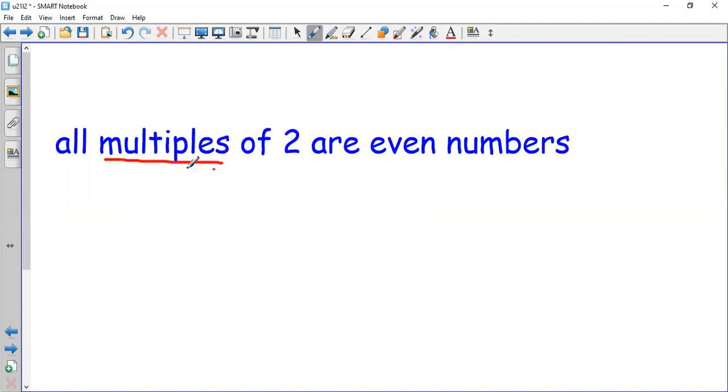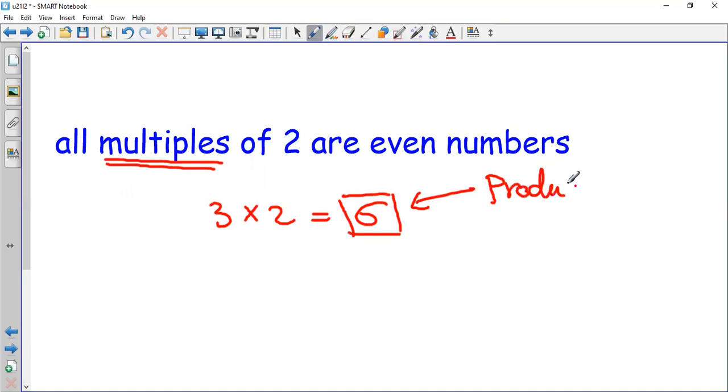Let's revise the word multiple. What does the word multiple refer to? The word multiple refers to a product of two numbers, like 3 multiplied by 2 equals 6. 6 is called the product. This product, I call it a multiple of a number. So I can say that 6 is a multiple of 2, and at the same time is a multiple of 3. So when I say a multiple of 2, this multiple comes from repeating 2 a certain number of times. So all multiples of 2 are even numbers.